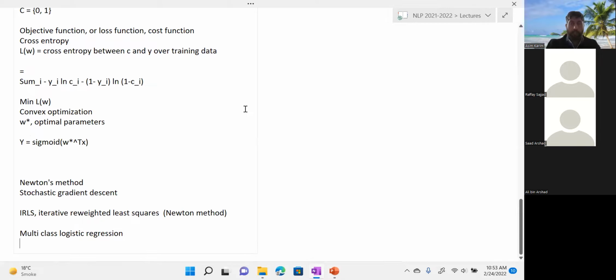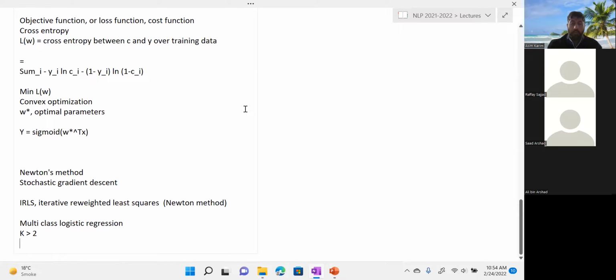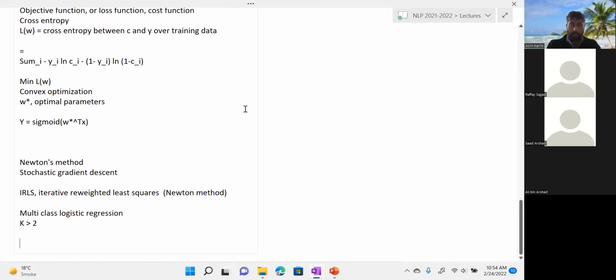Previously we had discussed and even formulated the binary logistic regression model. Now for multi-class, where k is greater than 2, you need to have k models. Previously we had just one model and we found the probability of c equal to 1 given x, and we knew that the probability of c equal to 0 given x would simply be 1 minus the probability of c equal to 1 given x.